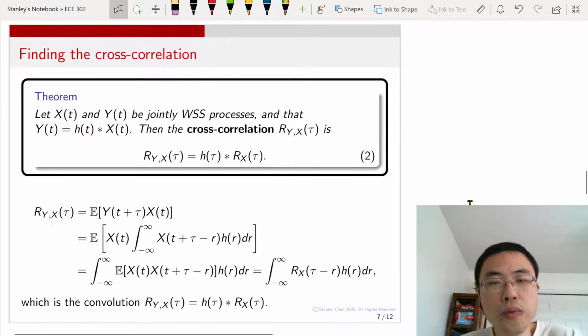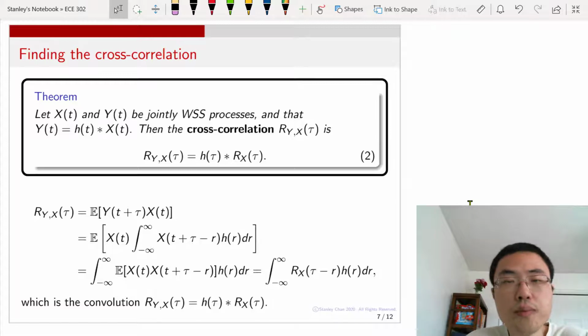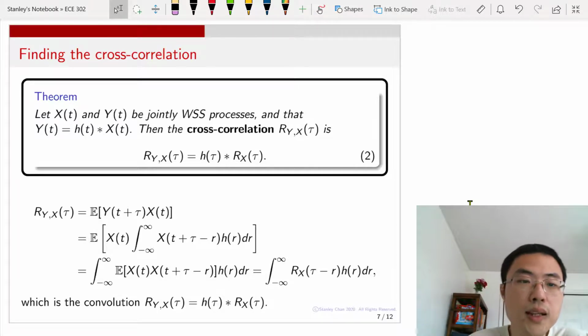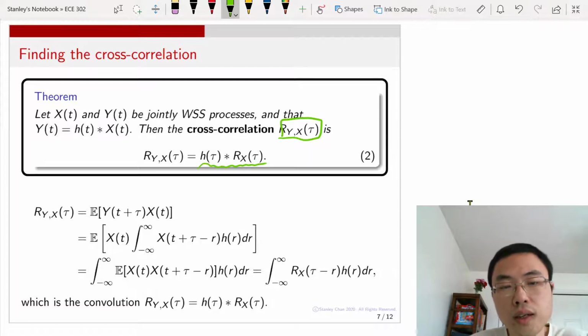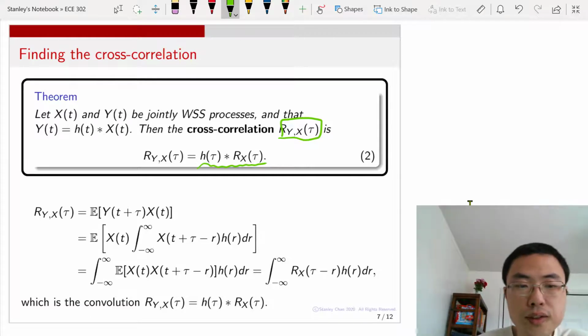Now, as the random process x of t goes through the LTI system, we ask, is it possible to determine the cross-correlation function by looking at the impulse response? And the answer is yes. The cross-correlation function Ryx is defined as the convolution between h of tau and Rx of tau. And the reason is actually very simple.